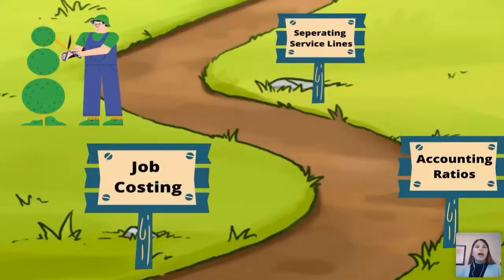So the three key items that we're going to go over today are job costing, which I know is on top of a lot of my fellow landscapers' list, and it's very important; separating service lines, so if you have multiple divisions within your company, how to get started on that, how to track that, and key items to do once you do get started; and then the key accounting ratios, which really help you measure the profitability, liquidity of your company, and so on.